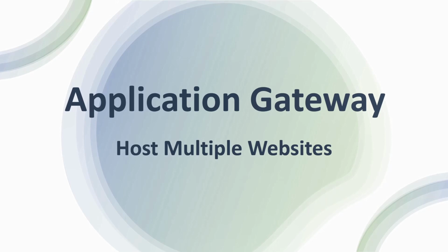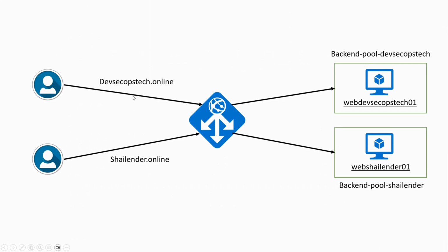In my experience, I have seen that most organizations keep one application gateway for each environment like prod, non-prod, and test. That means in the prod environment, there will be a single application gateway which will host all the web applications in the prod environment. The reason for keeping a separate application gateway for each environment is that you don't want to make changes in the production application gateway because of the frequent changes you are doing in the test environment. Apart from this, you can also set up path-based as well as host-based routing for multi-site hosting in application gateway. In this lab, I'm using two different domains, devsecopstech.online and shailendra.online.